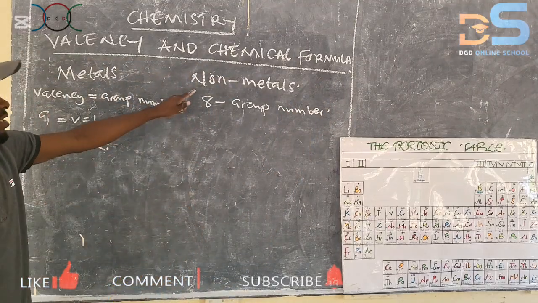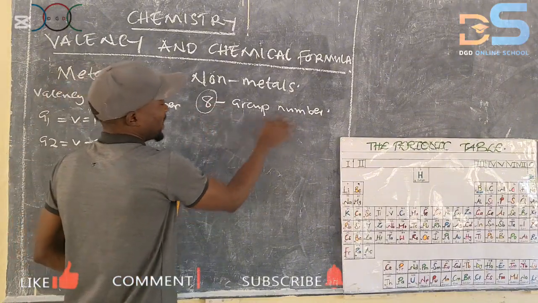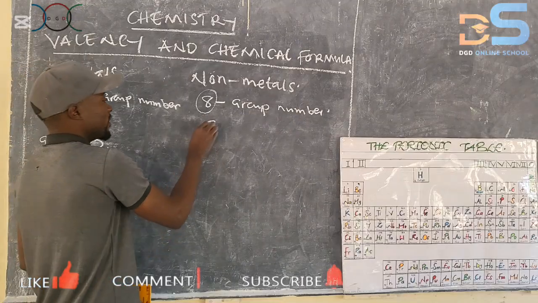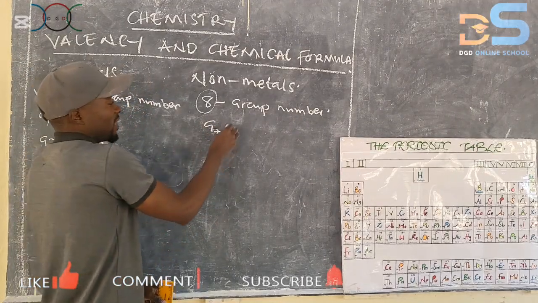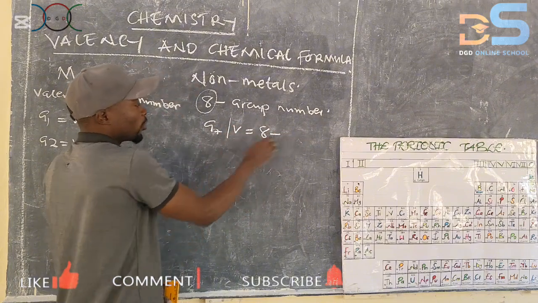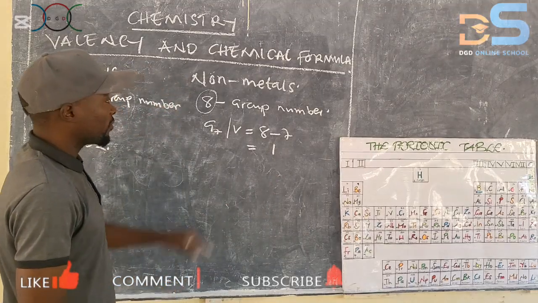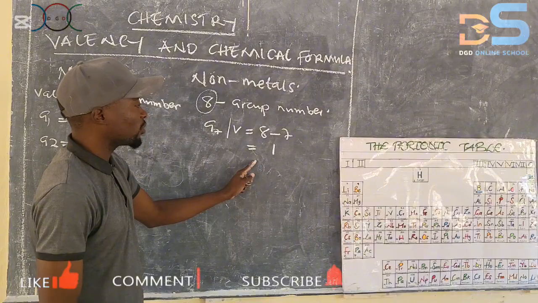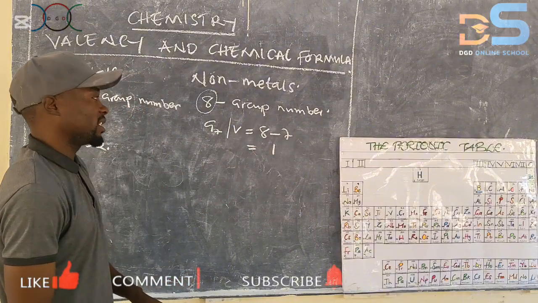So to determine the valence for non-metals, we are going to say 8 minus the group number. So basically, if an element is in group 7, its valence will be equivalent to 8 minus what is the group? 7, which is going to give us what? 1. So meaning for all the non-metals that we have on our periodic table there, to determine the valence, we are going to say 8 minus the group in which this element belongs.